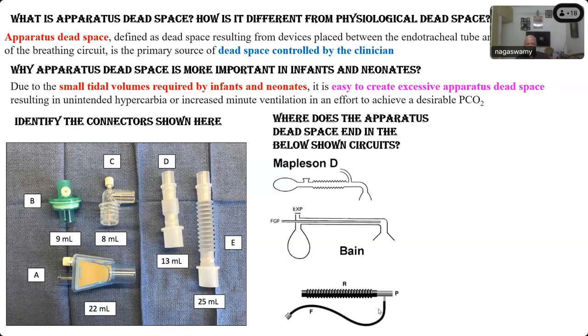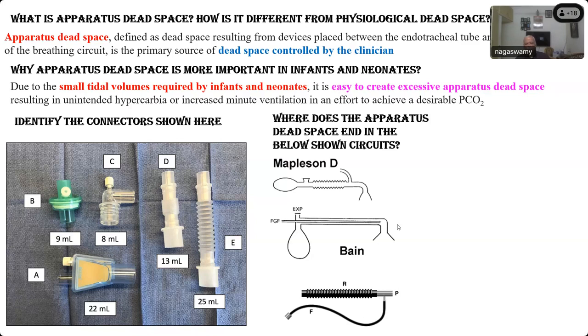Similarly for this, for pediatric older type circuits, this is the point of entry of fresh gas flow. So this portion alone, whether attached to a mask or to an ET tube, is the apparatus dead space.